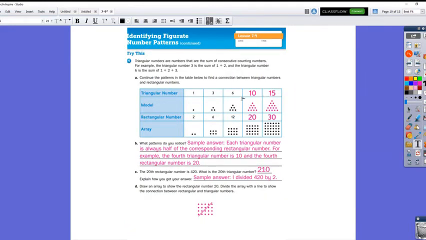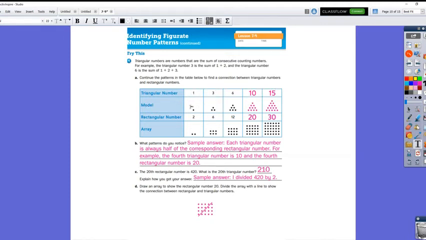All right, so this one was about triangular numbers. It says here, triangular numbers are numbers that are the sum of consecutive counting numbers. For example, the triangular number 3 is the sum of 1 plus 2, and the triangular number 6 is the sum of 1, 2, and 3. Continue the pattern in the table below to find a connection between triangular numbers and rectangular numbers. Here are some triangular numbers at the top: 1, 3, 6, 10, and 15.